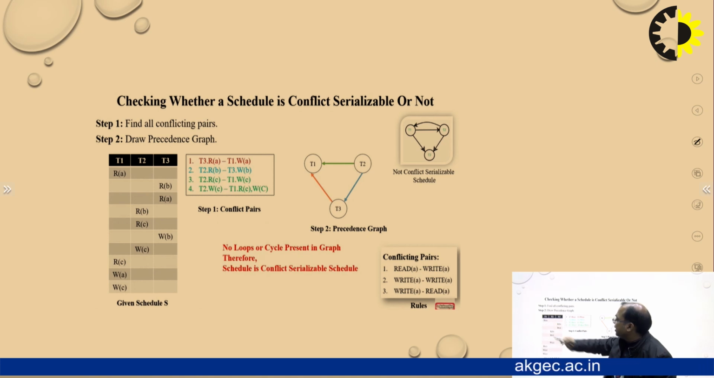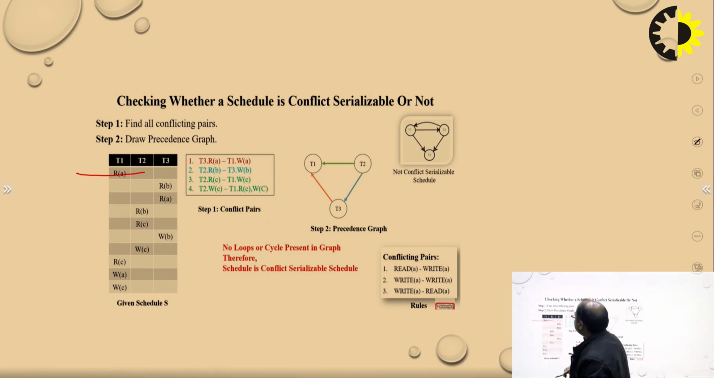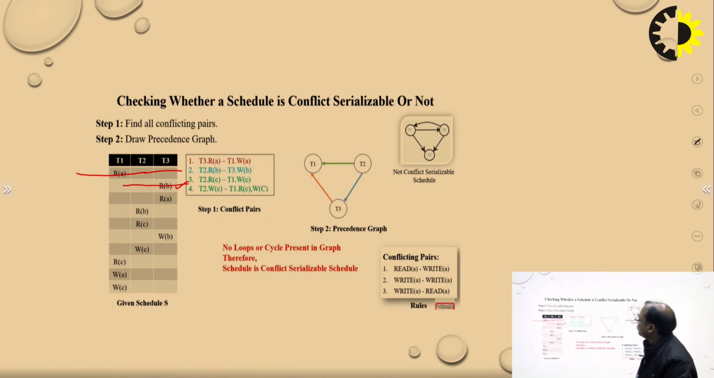the read of A. For the read of A, the write of A must be in some other transaction. So there is no conflicting pair here. We must go line by line. We just completed this line. Now come to this read of B. There must be a write of B in another transaction, not the same one. There is no write of B, so this is also not a conflicting pair.